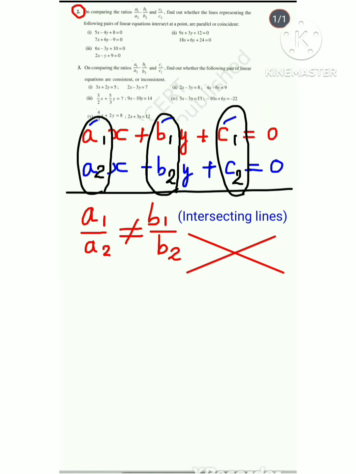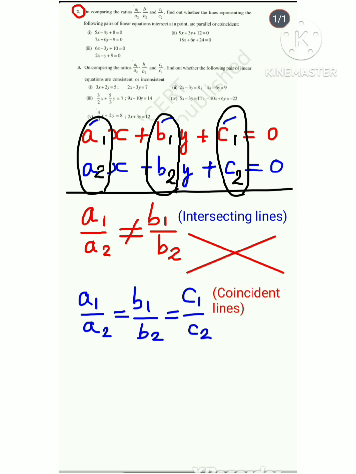Similarly, if a1 by a2 equal to b1 by b2 equal to c1 by c2, students, in this condition there will be coincident lines. It means the lines that we draw in the graph will coincide one above the other like this.